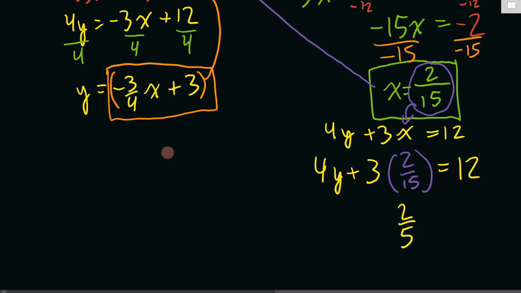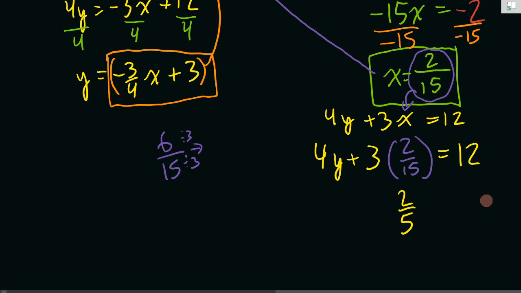Would be 3 times 2 is 6. 6 divided by 15 reduces, right, divide by 3 to get 2/5. Okay, so either way you'll get your 2/5 in one step or two steps, whatever makes sense for you.